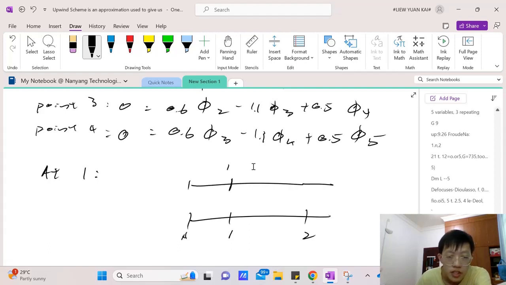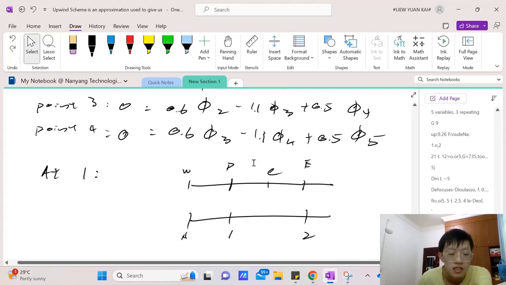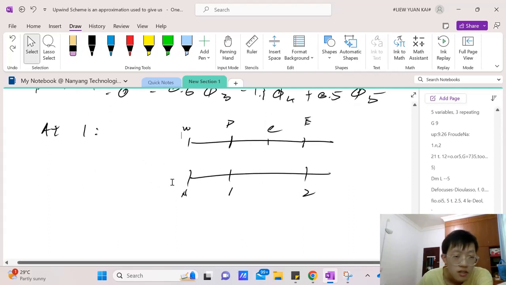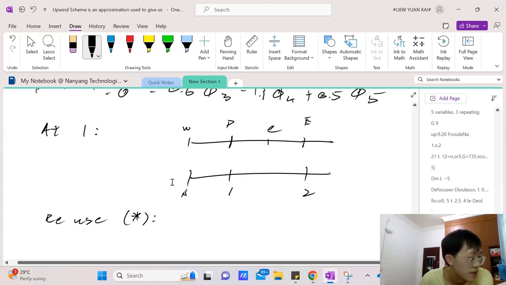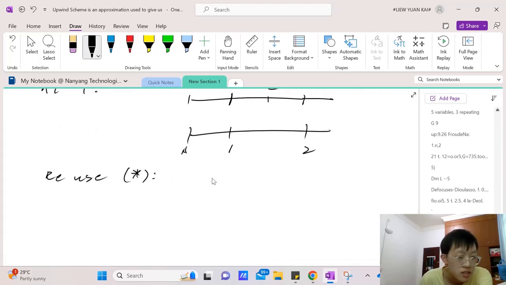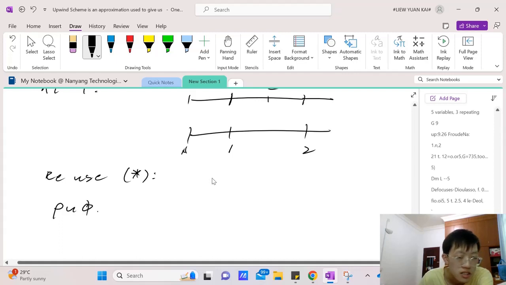So this is point P. This is east, small west, and we do not have big west in this case, right? Because it's the boundary. So what we will do is we shall reuse equation star. Okay, refer back up to find what's equation star, but I'm just gonna copy it down here. So equation star is just this.